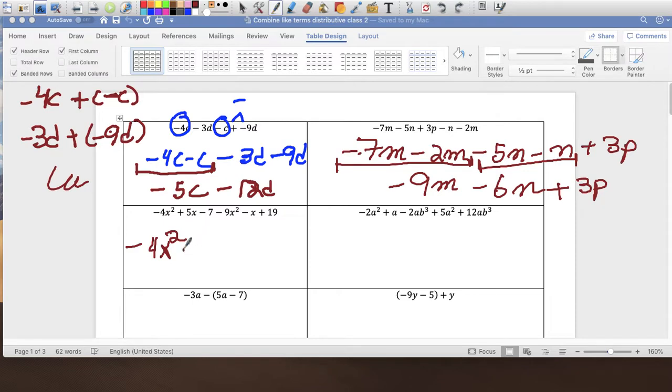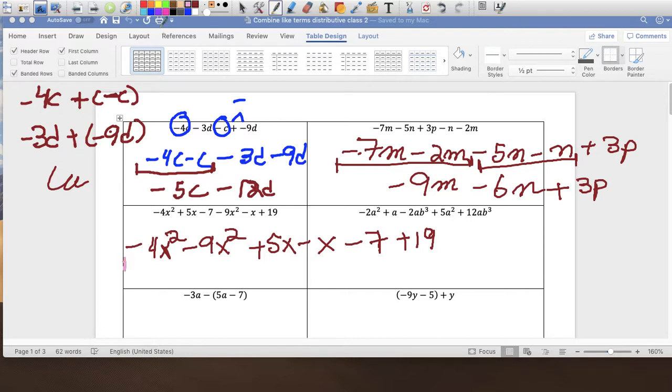All right, so negative 4x squared minus 9x squared, plus 5x minus x, and then minus 7 plus 19. Again, I just rewrote the expression so the like terms are next to each other. So you gotta just really be careful as to where the like terms start and where it ends.